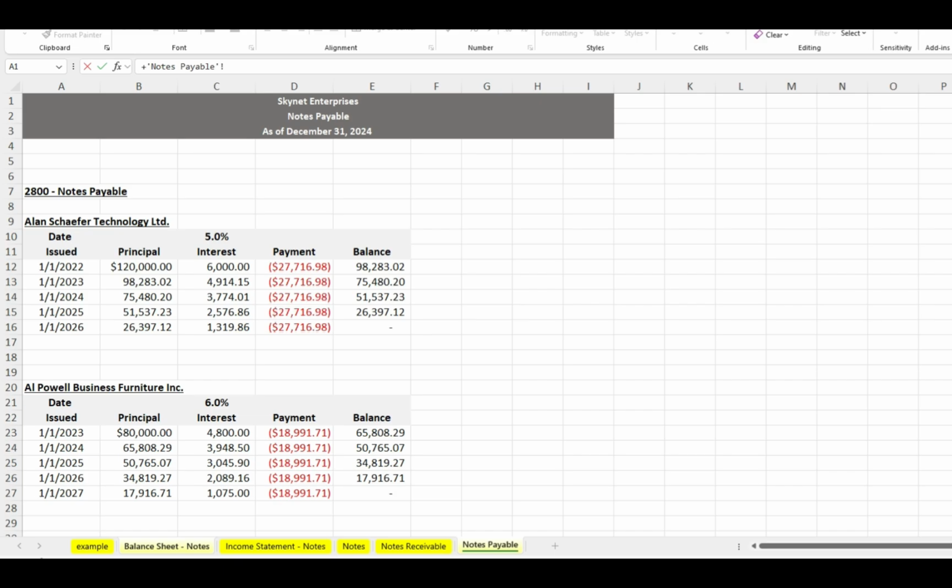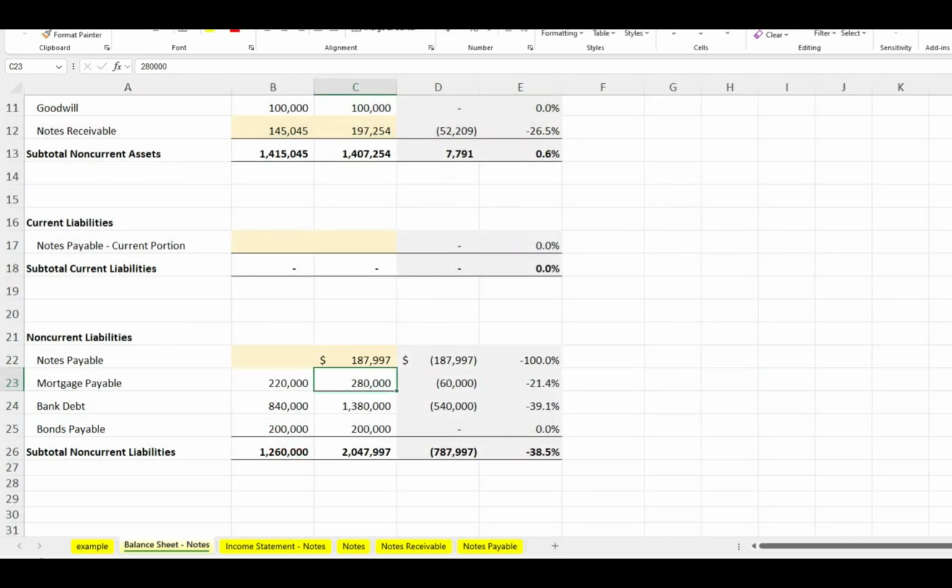So let's grab 2023, our principal. Our interest that is accrued. You do want to include the interest. You can break this out separately. I'm being lazy. I'm just including it with the note payable in this situation. And we'll grab the 2023 balance for Al Powell along with Alan Schaefer. That's the total amount that is owed on those promissory notes as of December 31st, 2023.